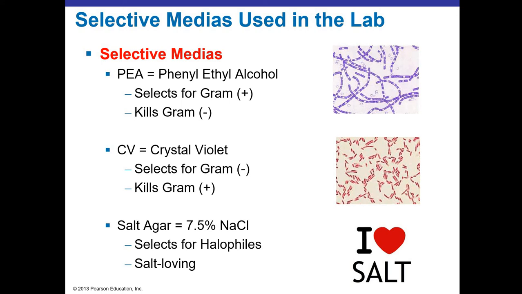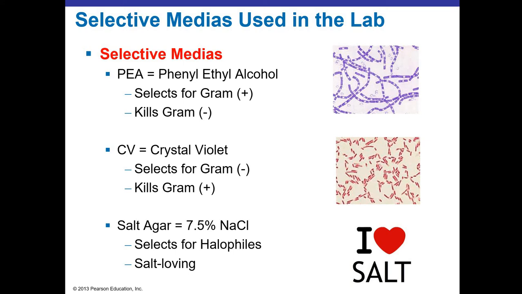However, in the real world, that cell is probably going to die once that LPS has been removed and its cell wall starts to fragment. And so the PEA agar, because of the alcohol, kills those gram-negatives, leaving the gram-positives to survive. In contrast, crystal violet is a basic dye. So if you remember the chart from chapter 4, we saw basic dyes in general are going to kill gram-positives.